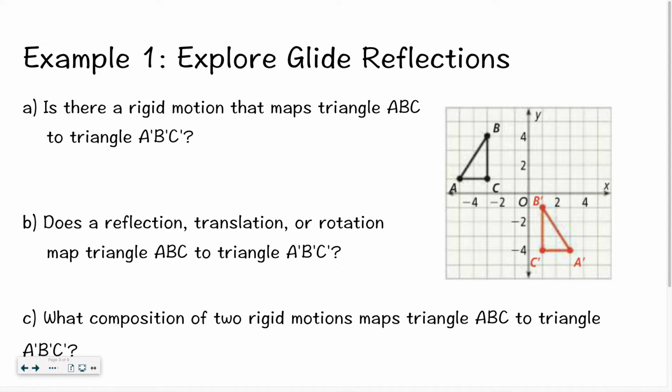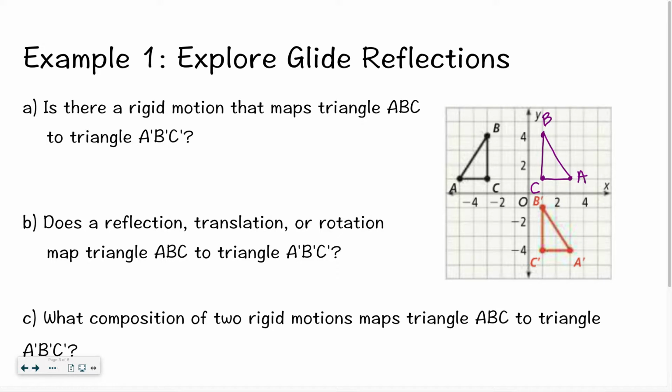So if I reflected this triangle, it would look something like this. So that way I could move it straight down in order to get to my final image. But I have to figure out what line it reflects over.